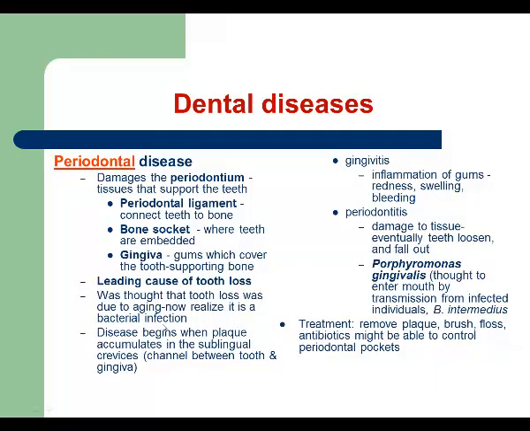The next dental problem is what we call periodontal disease, or periodontitis. Periodontitis means damage or inflammation of periodontal tissues. Periodontal tissues are the periodontal ligaments, bone sockets, and gingiva, or gums. The problem begins when plaque is formed on the surface of the teeth. The most dangerous location of the plaque is in the pockets between the gum and the tooth.